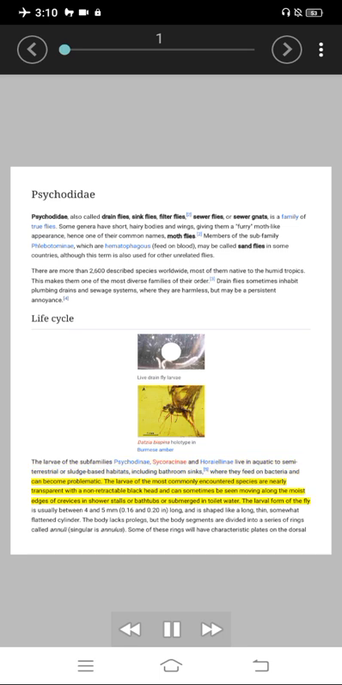The larvae of the most commonly encountered species are nearly transparent with a non-retractable black head and can sometimes be seen moving along the moist edges of crevices in shower stalls or bathtubs, or submerged in toilet water. The larval form of the fly is usually between 4 and 5 mm, 0.16 and 0.20 in long, and is shaped like a long, thin, somewhat flattened cylinder.